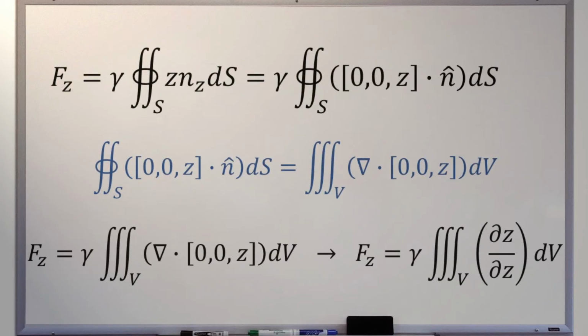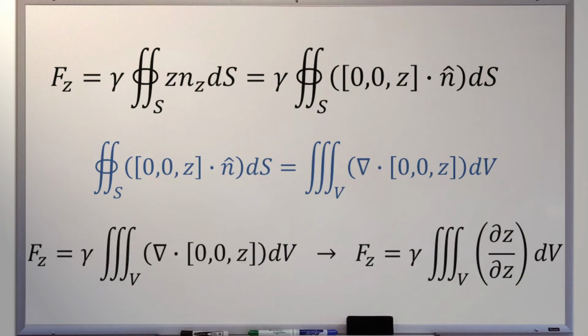So what happens now when we apply this same reasoning to the z component of the force vector? Well, this time we'll use the vector 0, 0, z to pick out the product of z times n sub z. We'll use the same trick, noting that it's a flux surface integral, so you can write it as a volume integral of the divergence.